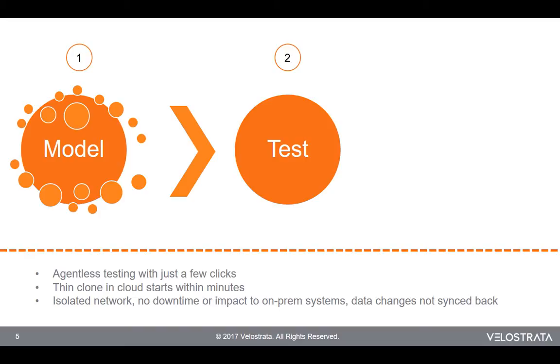Second, our agentless solution lets you test workloads directly in the cloud. We'll start a thin clone in the cloud within a matter of minutes, and it'll be on an isolated network, which means no downtime or impact to on-prem systems. And any data changes you make while testing will not be synchronized back on-prem either.